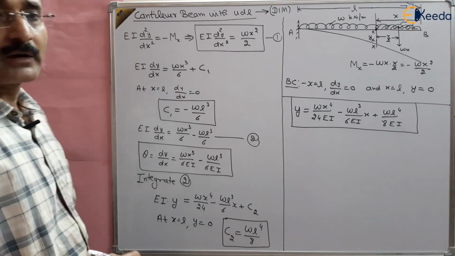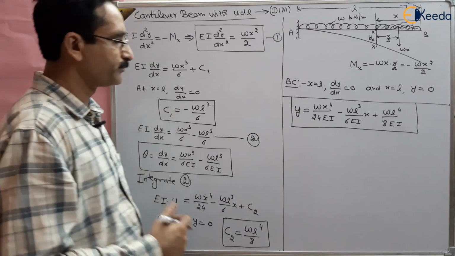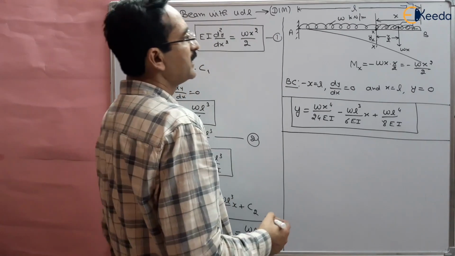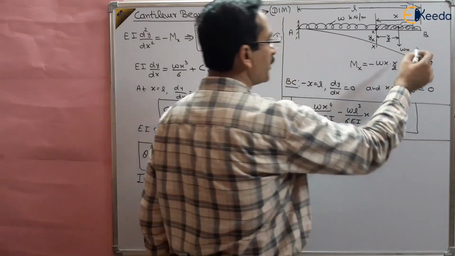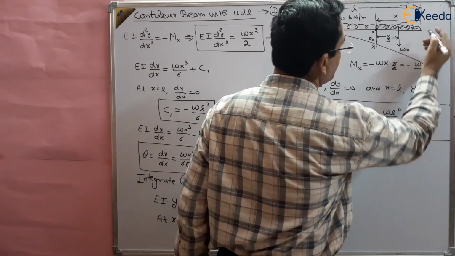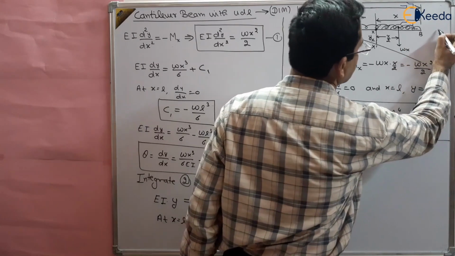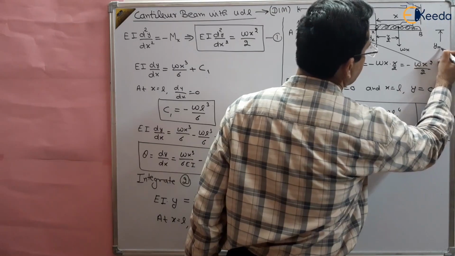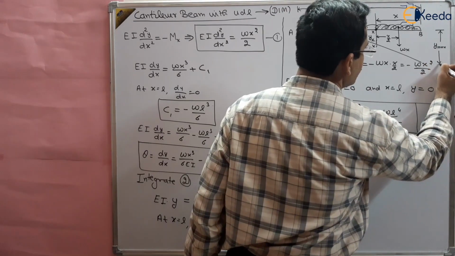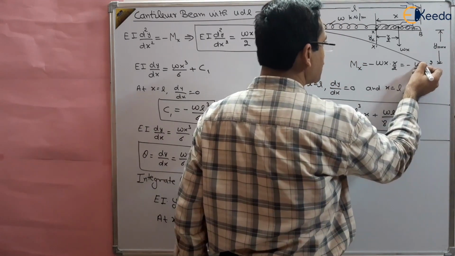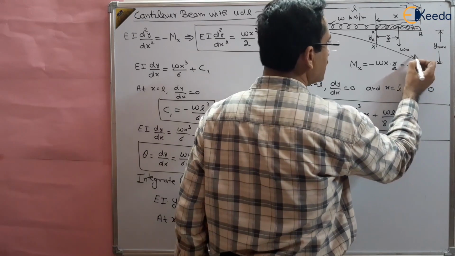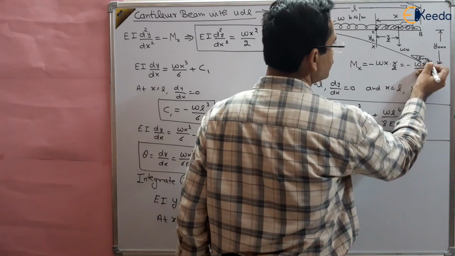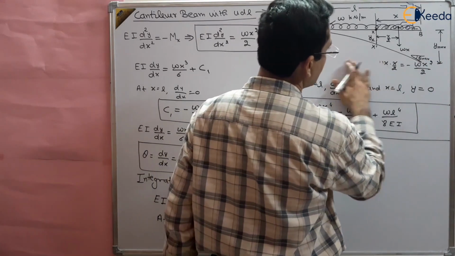But our aim is to find out the maximum deflection and maximum slope. So you can see here the maximum deflection will be at point B, right? So at point B there will be maximum deflection and maximum slope. So this is our y max, maximum deflection. Also the slope is maximum at this point. So this is the theta max, right? I'm proving it.